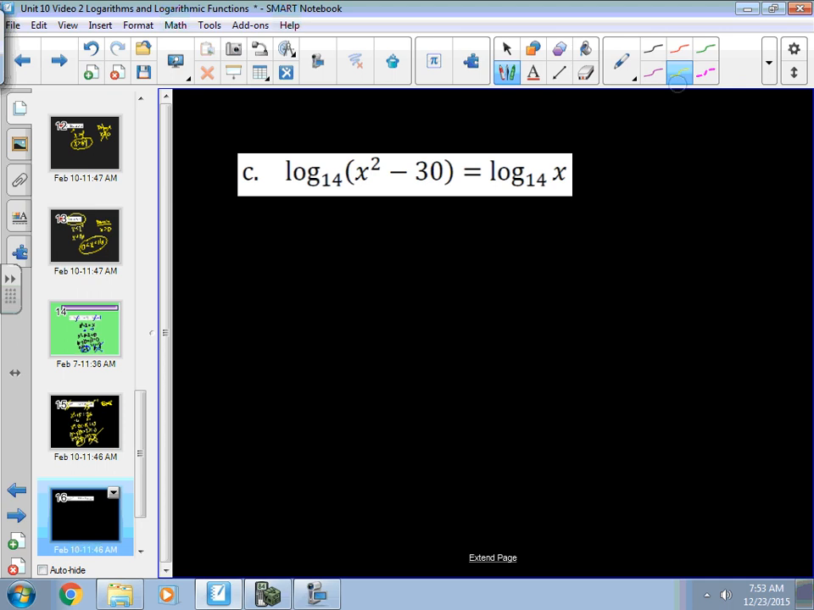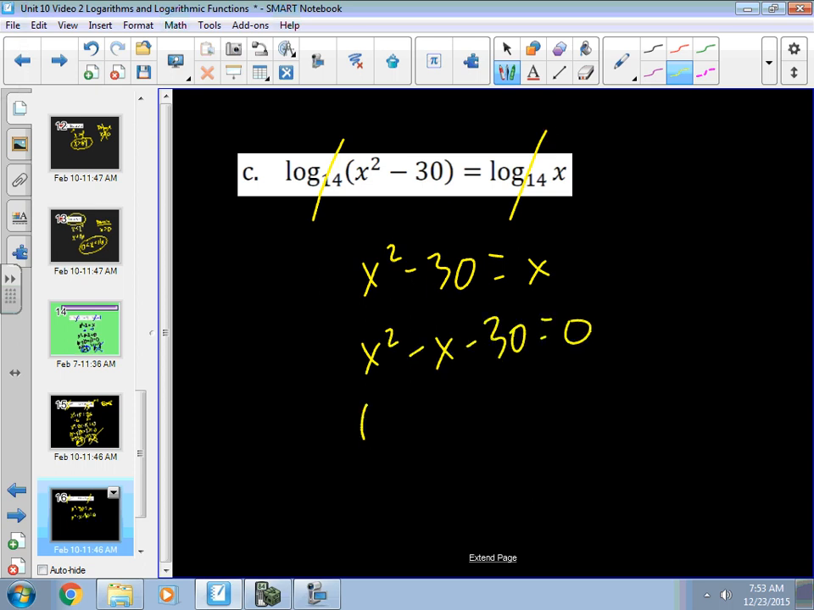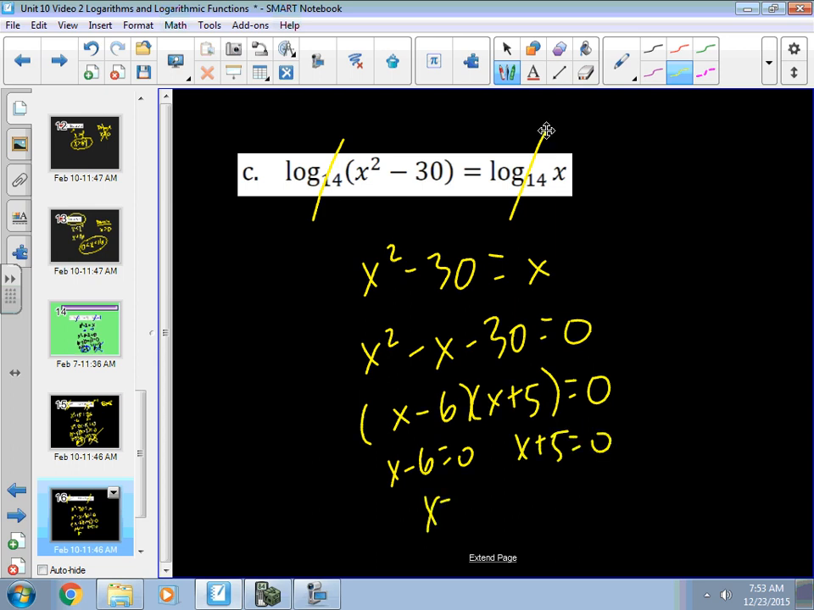All right, let's see. Logs drop out, so you got x squared minus 30 equals x. Get it equal to 0 by subtracting x. And this one factors to x minus 6 and x plus 5. Put them both equal to 0 and solve it out. And the answers you get are 6 and negative 5. Do both work? No. Can't do log of a negative again. 6 is the only answer on this.